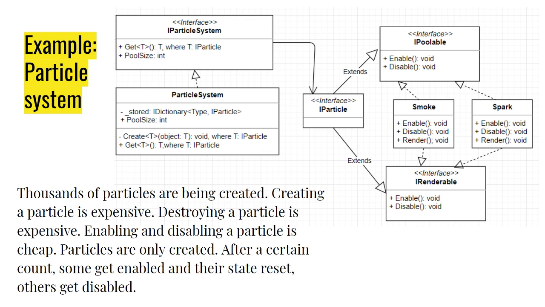So instead of creating hundreds of thousands of objects, we can create a certain amount of objects that are visible at a time. And instead of creating and destroying, we enable and disable after a certain amount has been created. So we don't destroy objects, we store them instead. We keep them inside our object pool and we get instead of create.